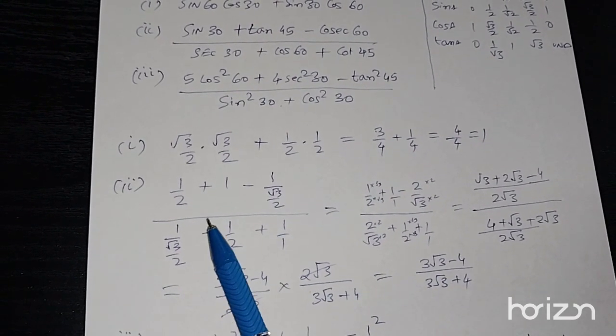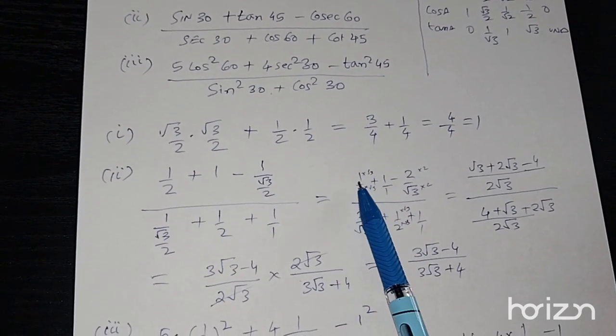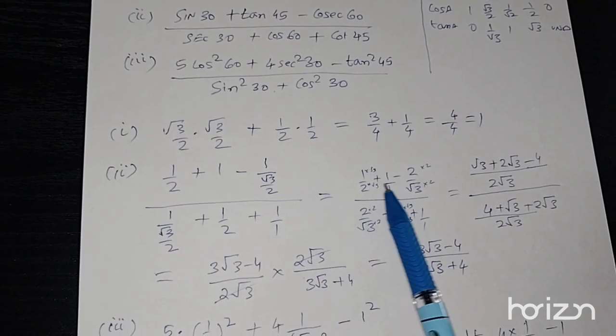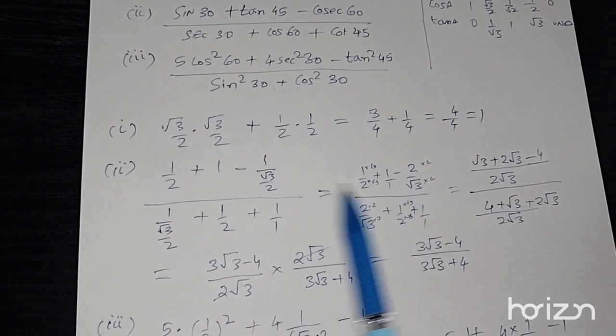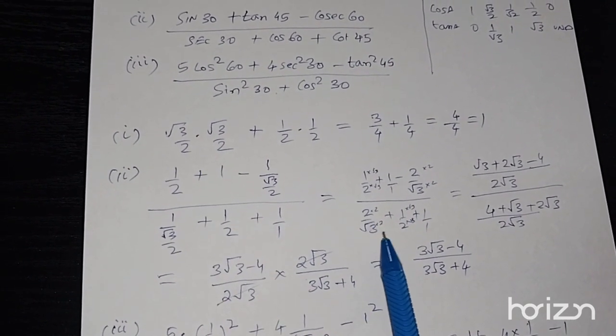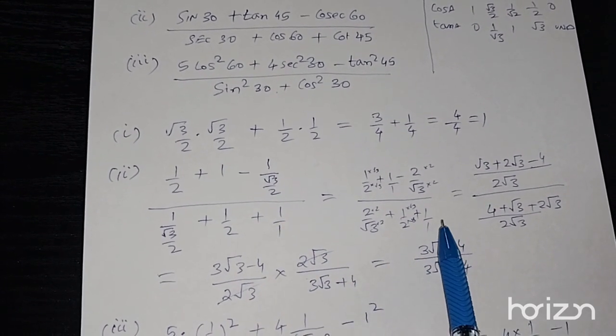Okay. Now here you can see that this half you can write as is. 1 you can write as 1 upon 1. 1 upon root 3 by 2 you can write as 2 by root 3. Okay. Similarly here also you can write it as 2 by root 3. Then you can write this as half as is and this you can write as 1 upon 1 as is.